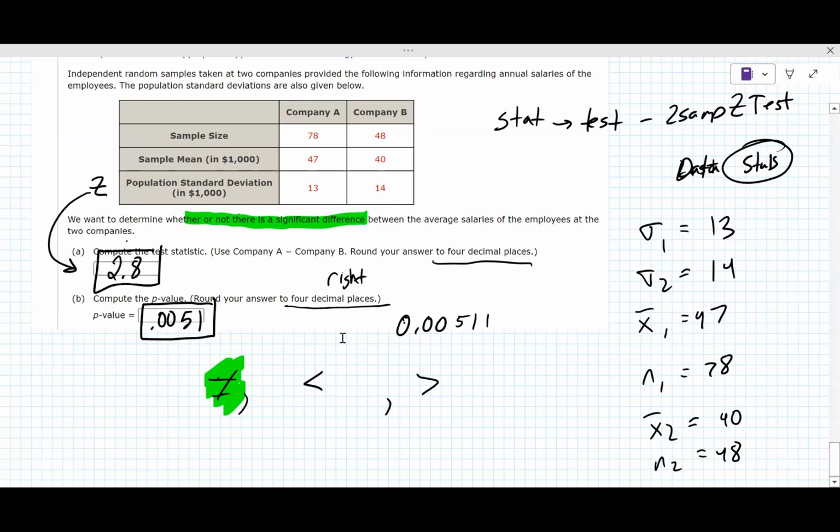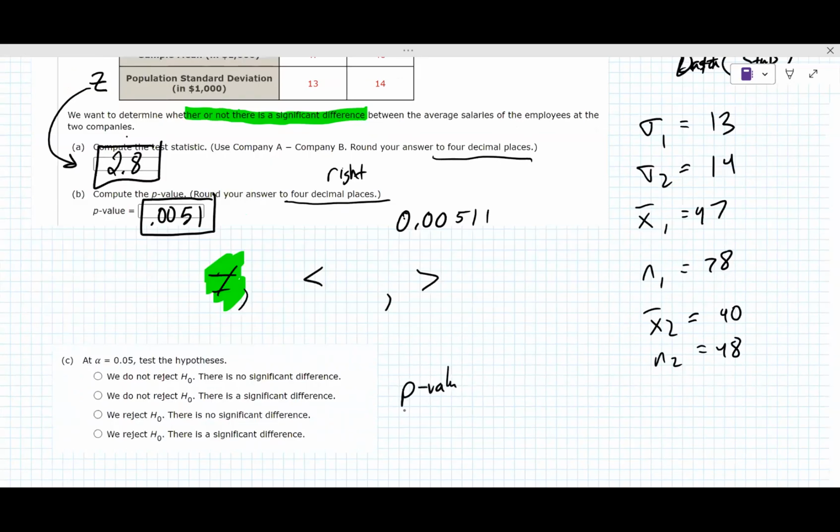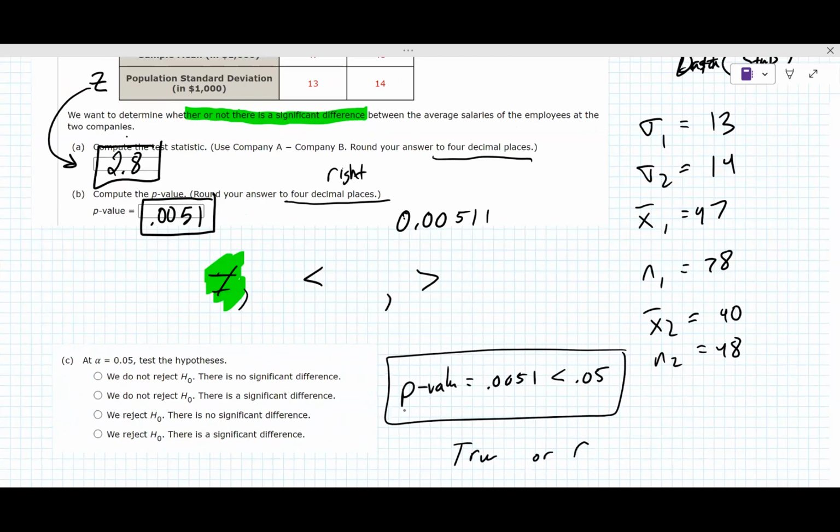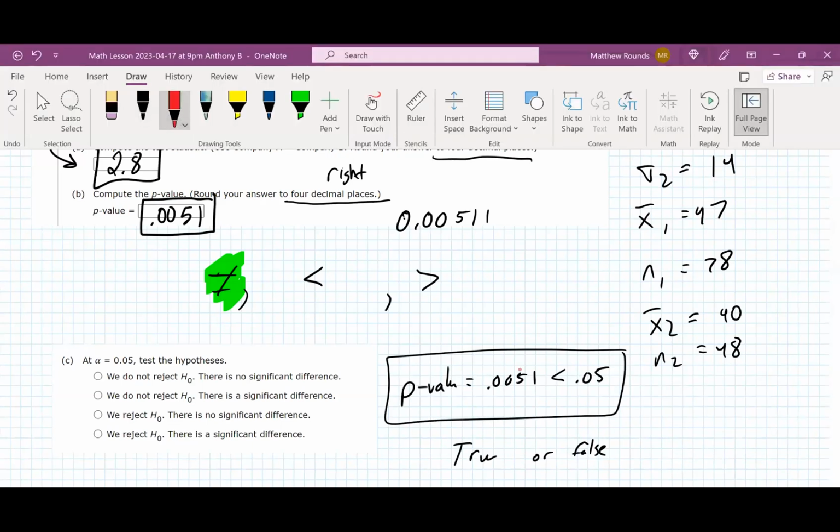Okay, now to do part C, you have to compare your p-value to the alpha level. Sorry, I'm trying to get it snipped in. So the p-value here is 0.0051, and is that less than alpha? Is that less than 0.05? You have to decide if this is true or not. Is your p-value less than the alpha level?